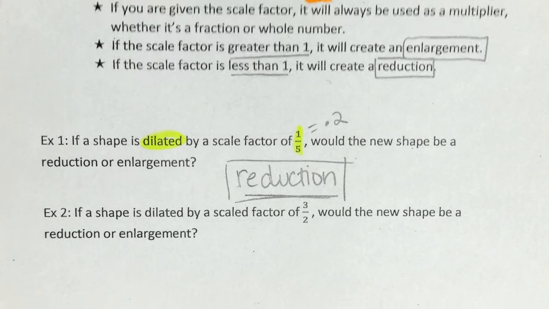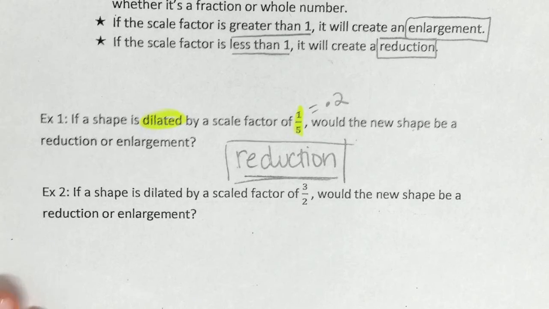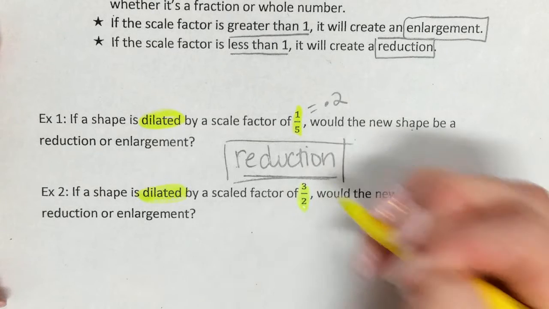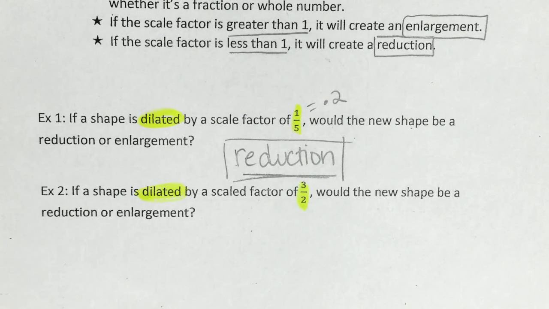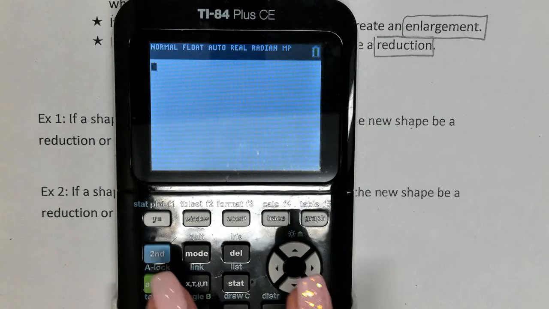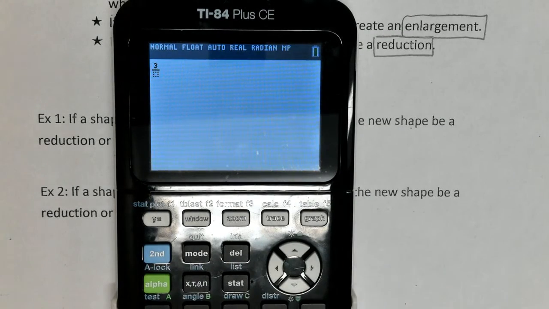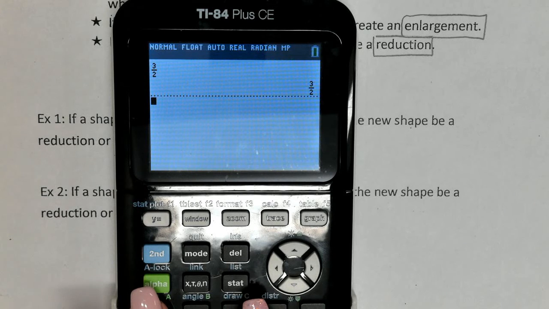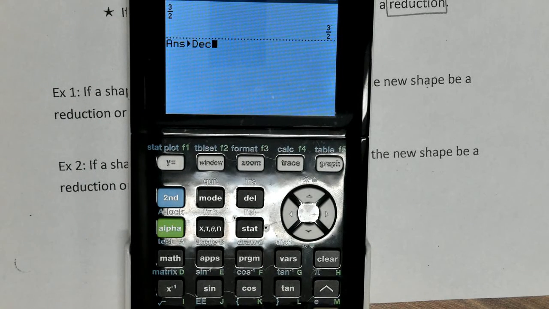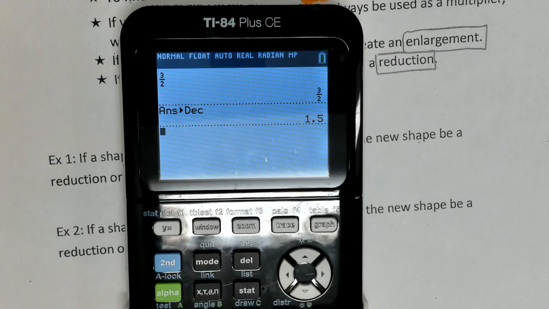All right, look at the next example. If a shape is dilated by a scale factor of 3/2, would the new shape be a reduction or enlargement? Somebody tell me, what do I need to do? Change this to a decimal. All right, let's go change it to a decimal. Everybody remembers how to do it, right? Alpha y equals, option 1, 3/2, enter. Now what? Math, decimal, enter. So what is 3/2 as a decimal?